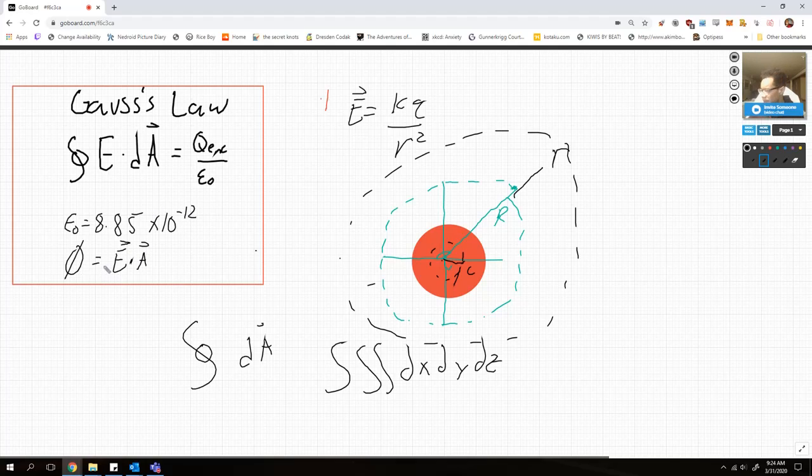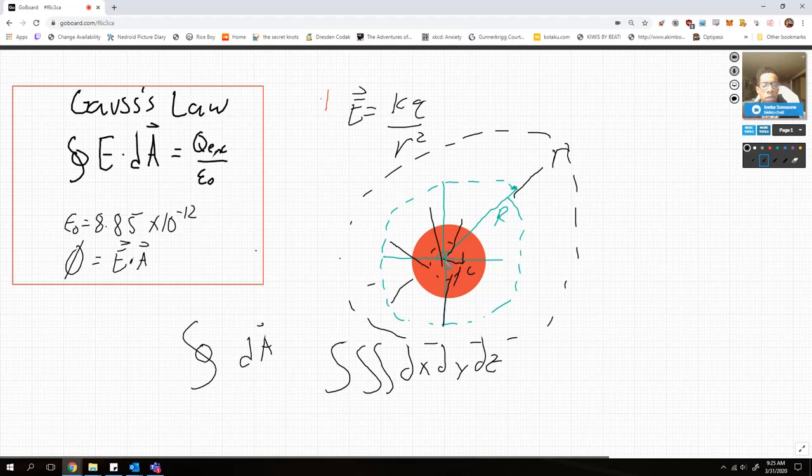I wrote phi here. Sometimes they ask you to calculate the electric flux, which is represented by phi, and that is the dot product of your electric field and the area. What this is saying is that it basically counts how many electric field lines are parallel to the area. So if the area of your sphere goes out in all directions, right?